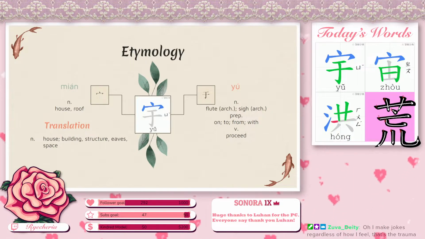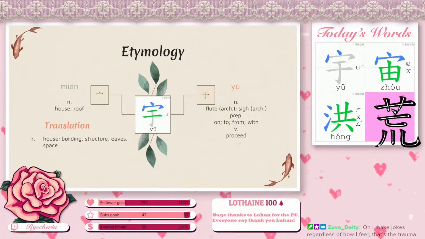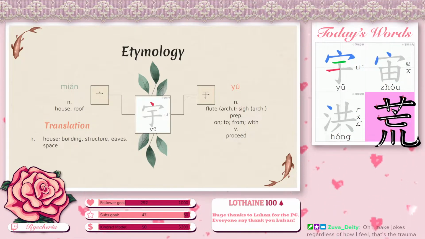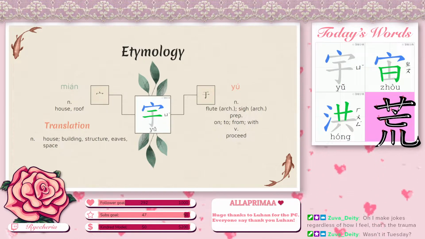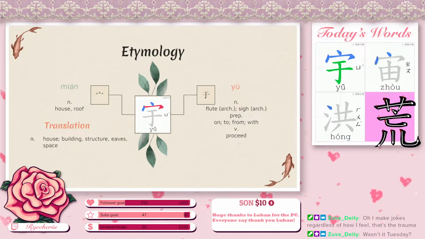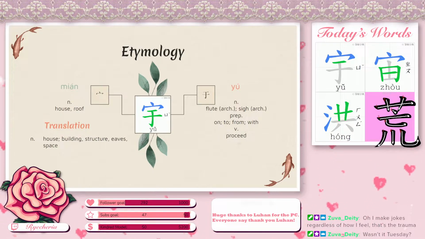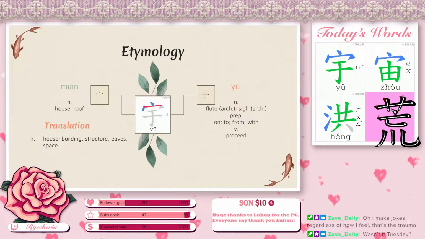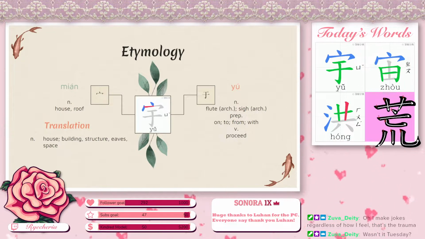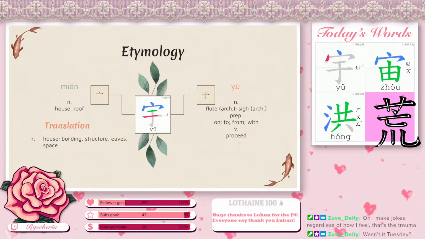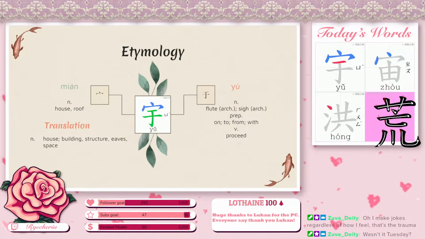Right, so the next word is 宇. What does it mean? House, building, structure used in space. We don't usually use this word when we're talking about a house. Wasn't it Tuesday? Yes, it was Tuesday. But yeah, we don't usually use this word to say house. The word that we use for house usually would be 房子. But we usually use this word in conjunction with the next word to describe the universe.